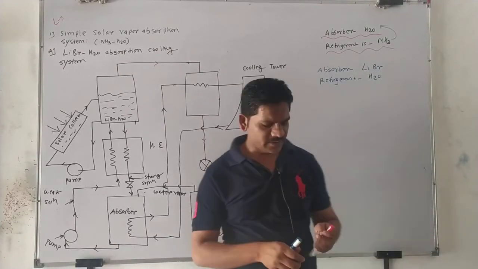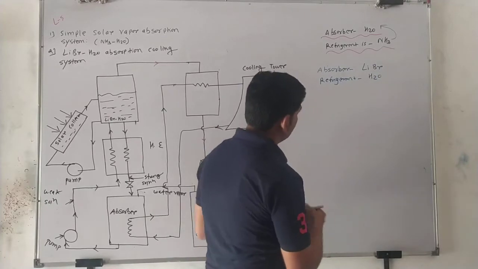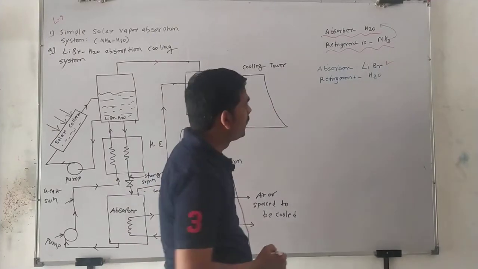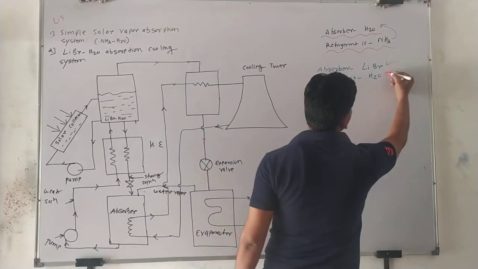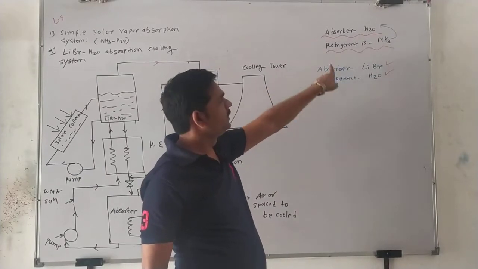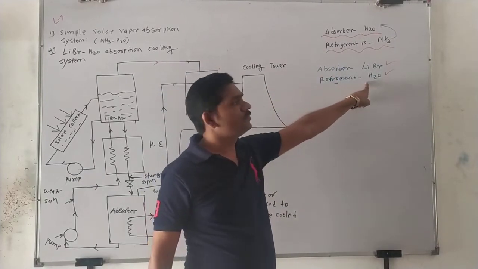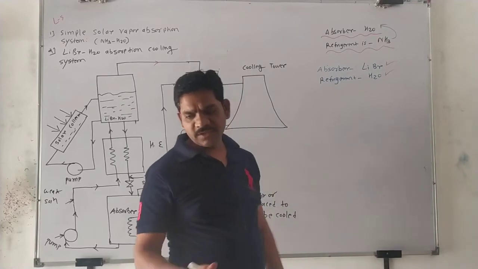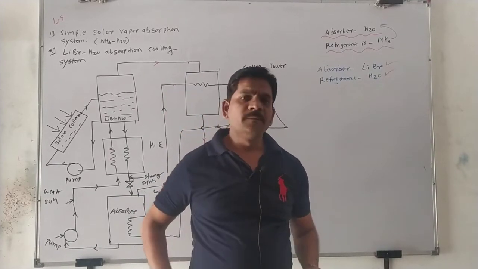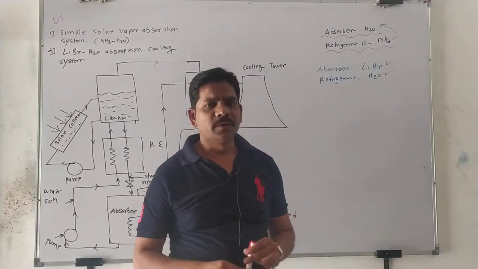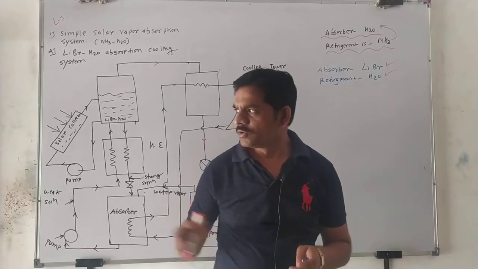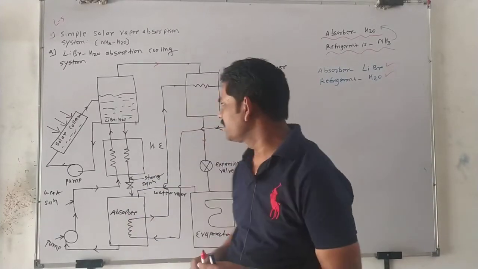So here, the absorbent used is lithium bromide, and the refrigerant used is water. It is different from the ammonia one. Here the refrigerant is H2O, which we can utilize for cooling and refrigeration purposes. So let's discuss this cycle.